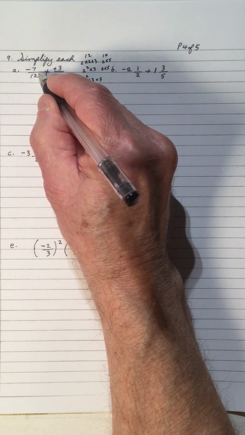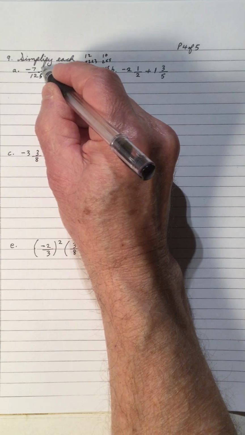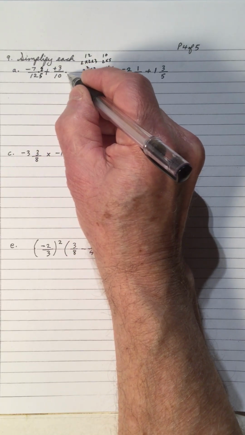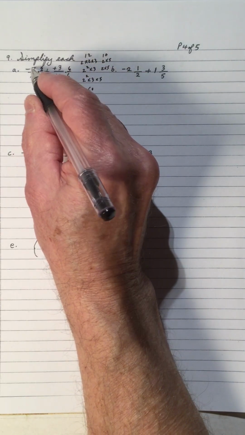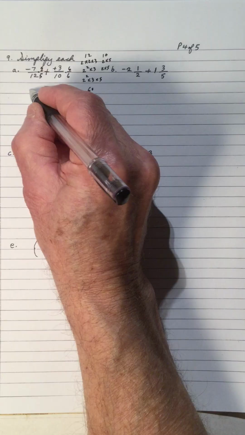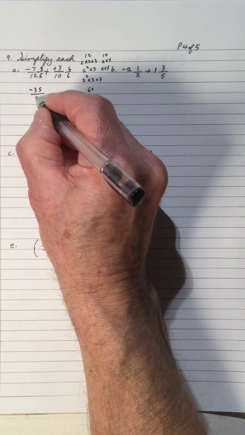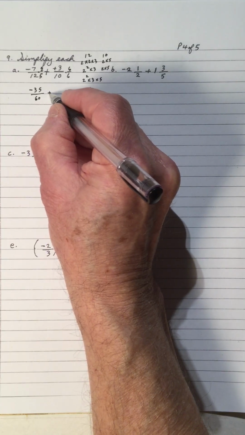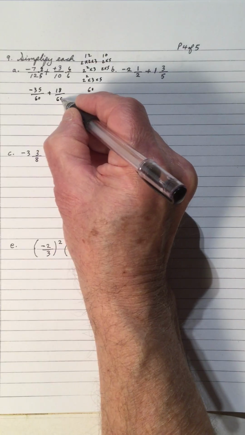So we multiply by, we got a 12. To get a 60, we need a 5 and a 5. To get a 60 here, we need a 6 and a 6. So that gives us negative 7 times 5 is a negative 35. 5 times 12 is 60. And we have 3 6's are 18, and we have a 60.